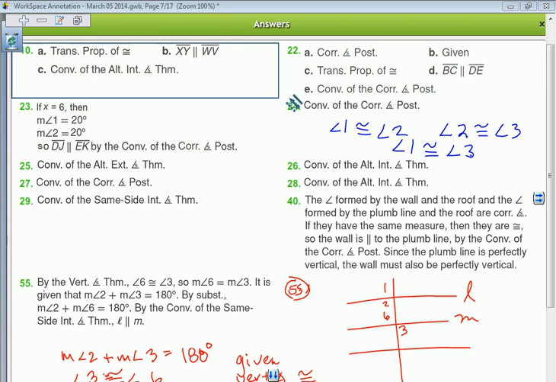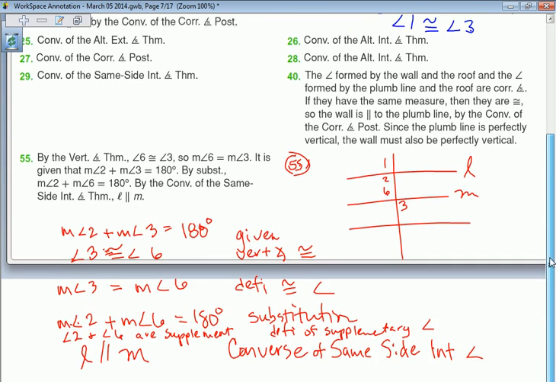Now, number 55, I don't know how many of you do the proofs in paragraph form. I would probably write it like this and say the measure of angle 2 is equal to the measure of angle 3, given. And then I'd say that angle 3 is congruent to angle 6 because vertical angles are congruent. You see I drew a little picture right here for those of you that don't have the book. And so because they're congruent, then the measure of angle 3 must equal the measure of angle 6, definition of congruent angles. Alright, and then the measure of angle 2 plus the measure of angle 6 would have to equal 180 if we use substitution, right?